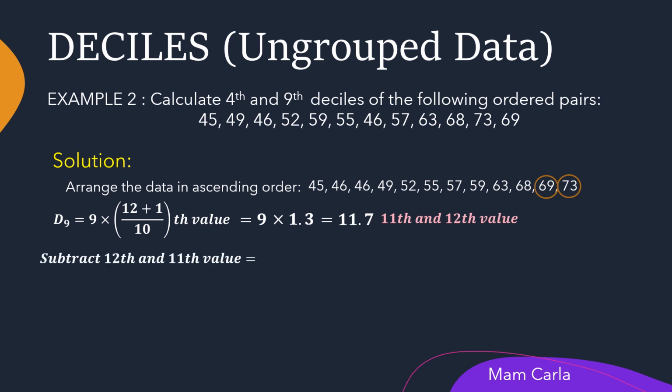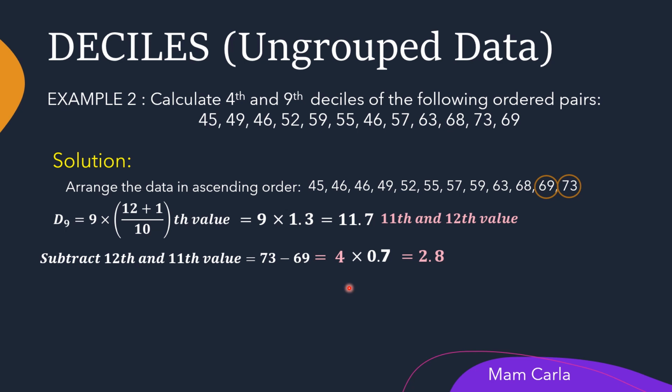The next step is we need to subtract the 12th and the 11th value, which is 73 minus 69, and it will give us 4. Now, the obtained difference, we need to multiply it by the decimal part obtained in the position of d sub 9, and that is 0.7. So we need to multiply 4 by 0.7, so it will give us 2.8.